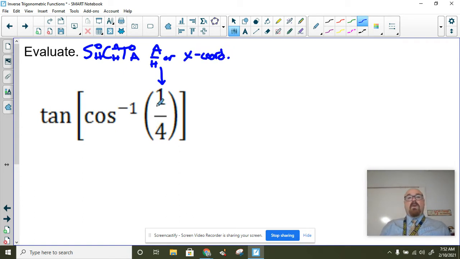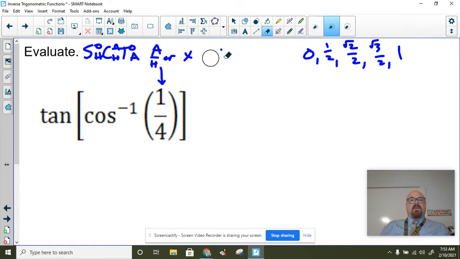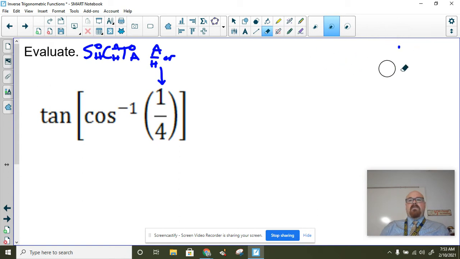Now, when you look at 1/4, have you ever seen the number 1/4 on the unit circle before? Think about all the coordinates that we're used to seeing. The denominator is either a 2 or it's a whole number of 0 or 1. So we see 0 sometimes, we see plus or minus 1/2, plus or minus radical 2/2, plus or minus radical 3/2, and plus or minus 1. Those are the only coordinates that we see from the unit circle. 1/4 doesn't fall into that list. So we're not going to be using the unit circle to do this problem.